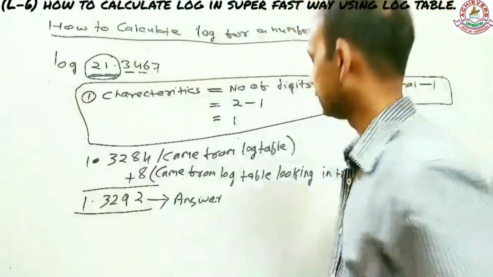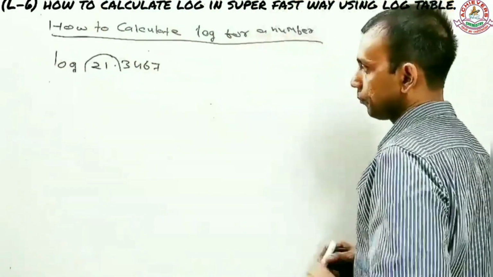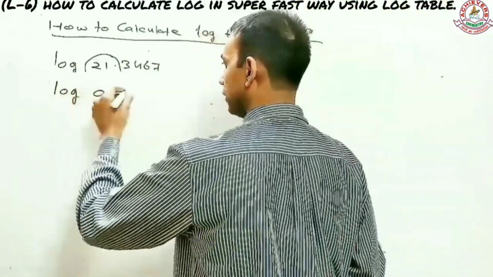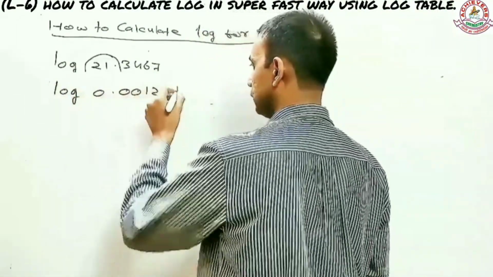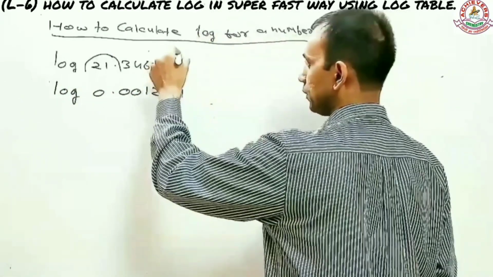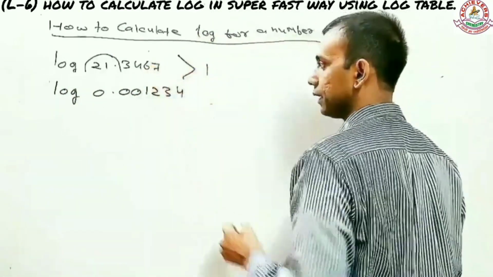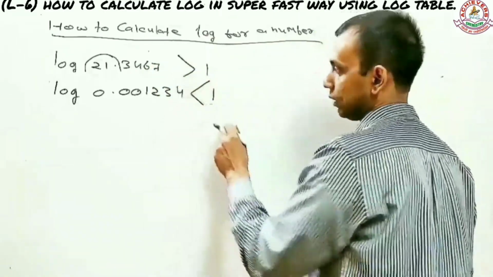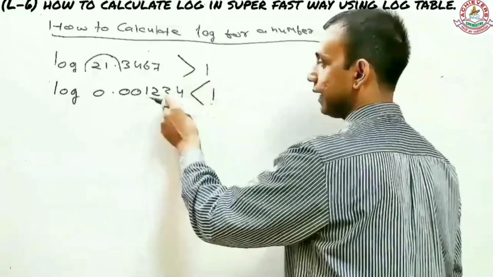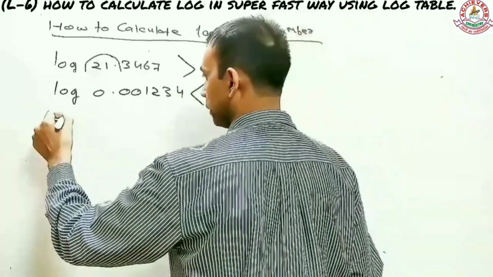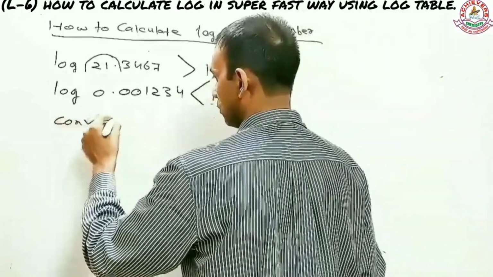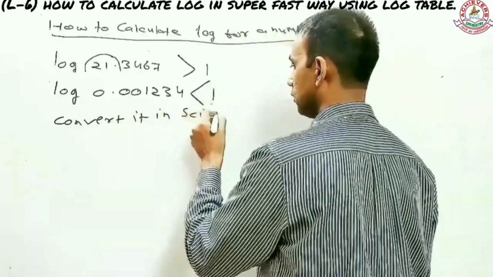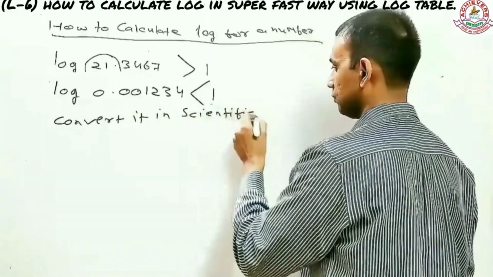So let me take another example. This time it's going to be something else. This time I'm taking a number which is less than 1, like 0.001234. If you remember, the earlier number was greater than 1, but this number is less than 1. If a number is less than 1, you need to understand that you have to convert it into scientific notation.